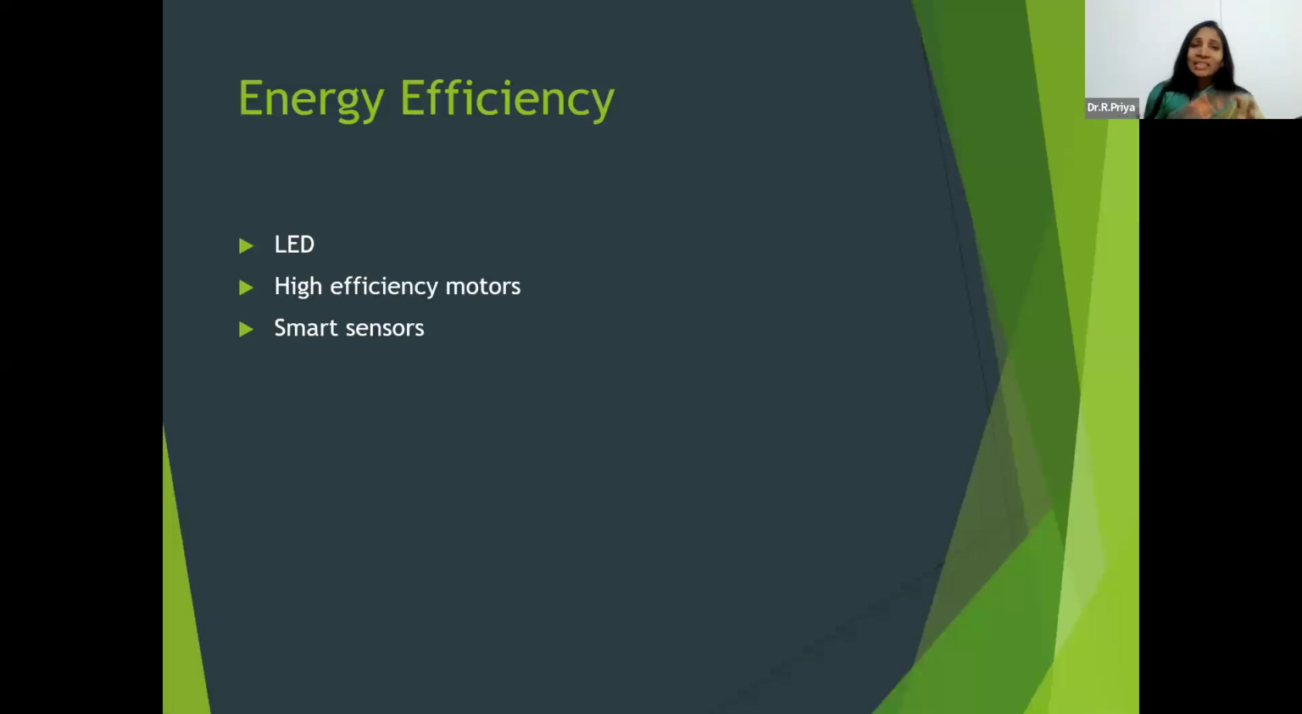So LED lighting, high efficiency motors and smart sensors enable the industries to use energy wisely. They reduce the operating cost and lower their environmental footprint. So it's making them essential tools for modern green manufacturing.